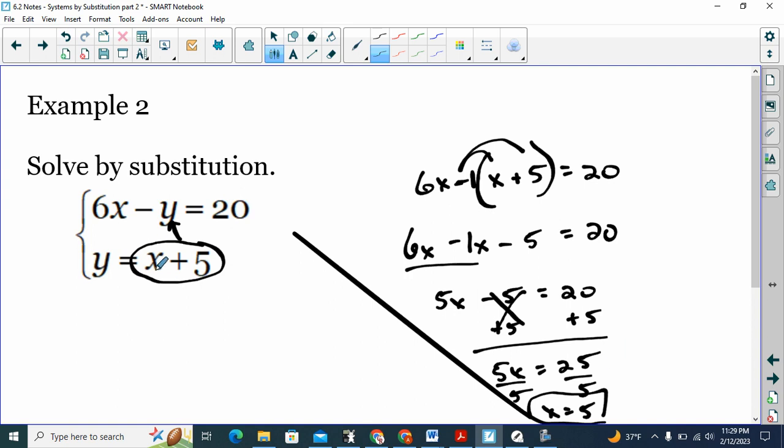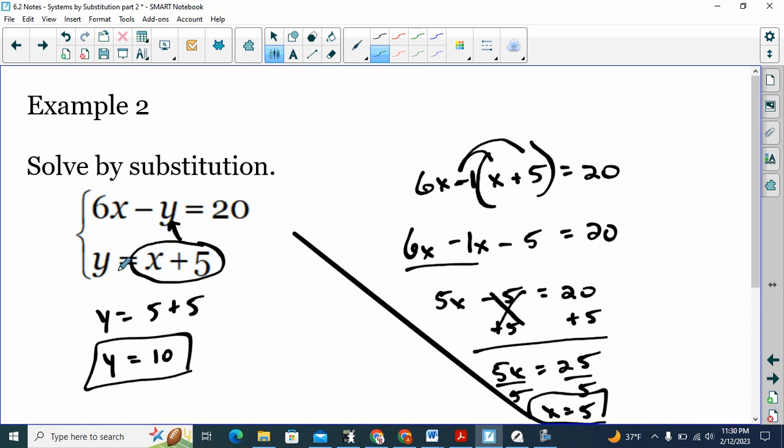Plugging 5 in right here for x, I get y equals 5 plus 5. Pretty sure that's 10. And you should know how to check a solution. There will be times that you'll be required to show your work and how you check it. The very least I would do is check by plugging it in and working in your head here.